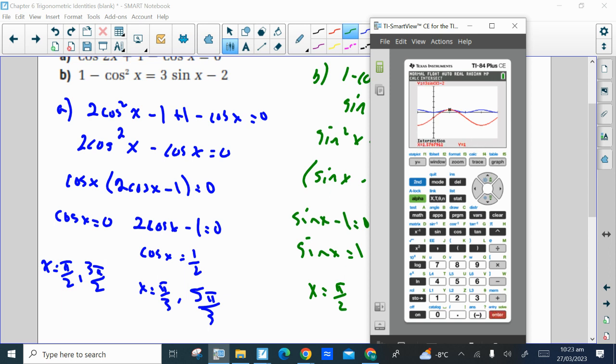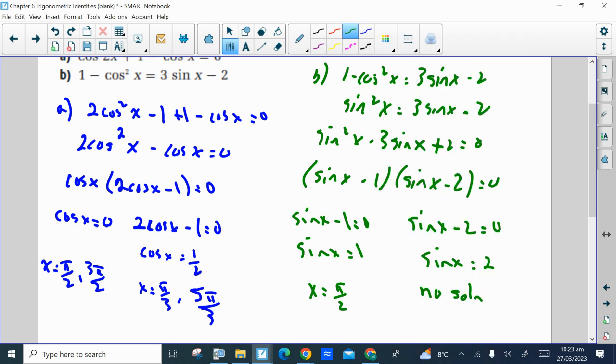Gives us that value of 1.57, which is pi on 2. See, if I go into the trace mode, and I let x equal pi on 2, it's that same point where y equals 1. Okay? So that just confirms there's only one answer, and that answer is pi on 2.